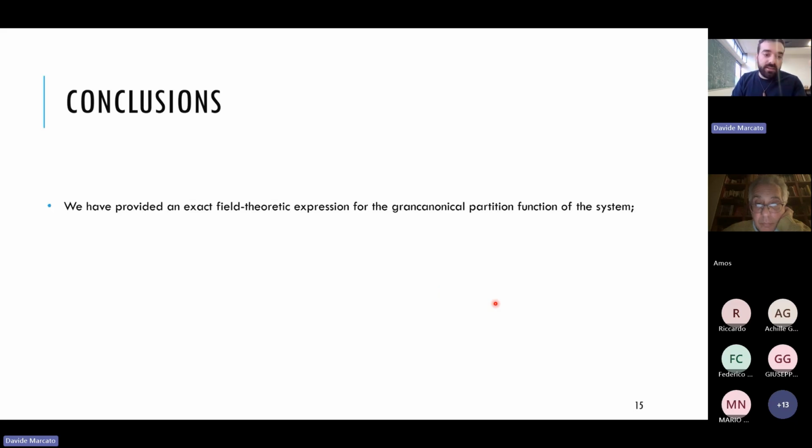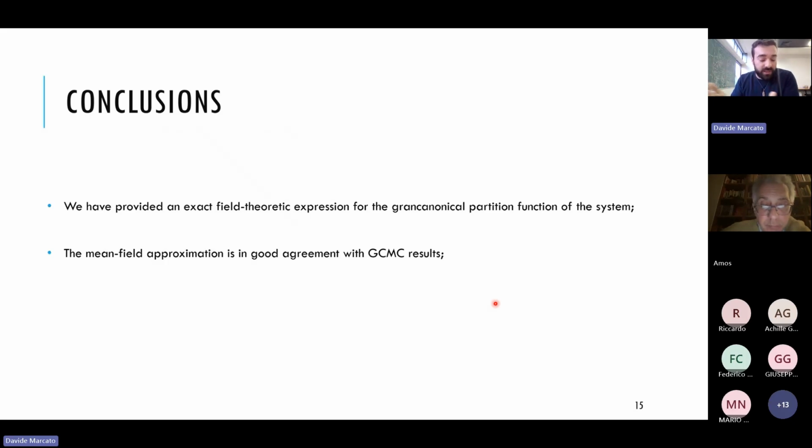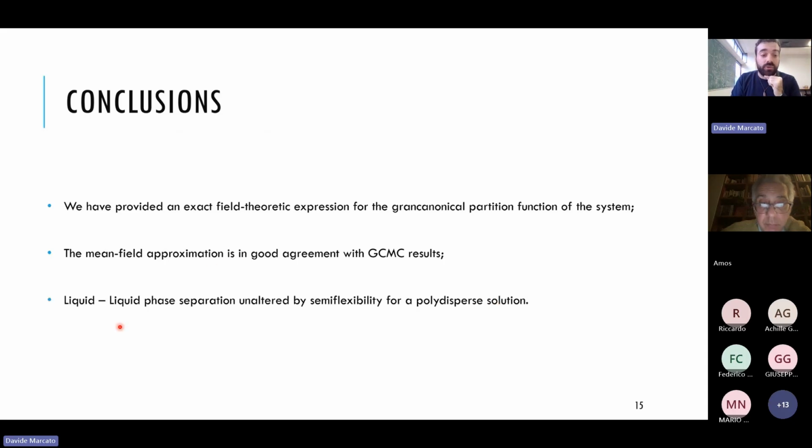So to conclude, we have provided, first of all, an exact field-theoretic expression for the grand canonical partition function of the system. Also, we have provided a mean-field approximation, and we have shown that we get predictions which are in good agreement with Monte Carlo simulations. And then we have also shown that since the correction that we get is linear in the monomer density with respect to the standard Flory-Huggins picture, liquid-liquid phase separation seems to be unaltered by semi-flexibility for a polydisperse solution. For a monodisperse one, we don't know.